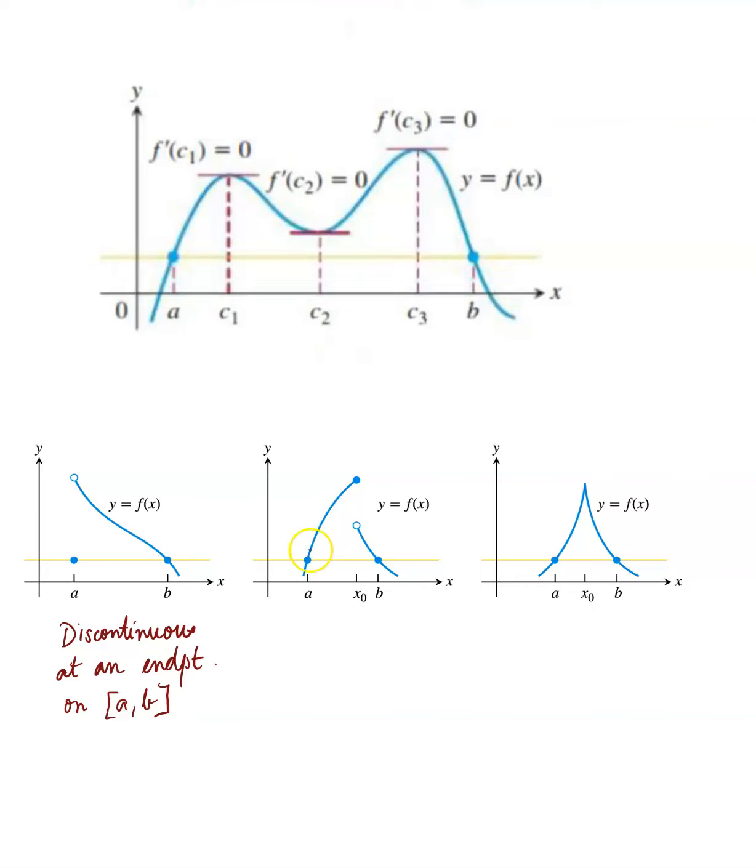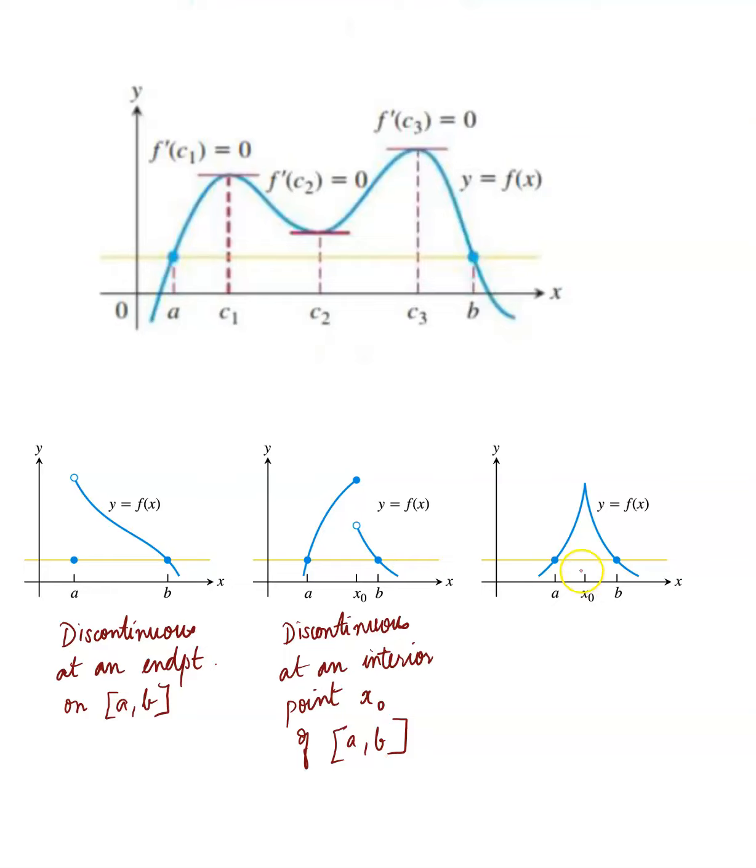Let's come over here. Here, y equals f of x. In the second graph, you see again a disconnect there, right? So at the endpoints A and B there is continuity, but there's a discontinuity in the interior. So I'll say discontinuous at an interior point. In fact, the point where it's disconnecting is x naught, an interior point of AB. So that's again where it fails.